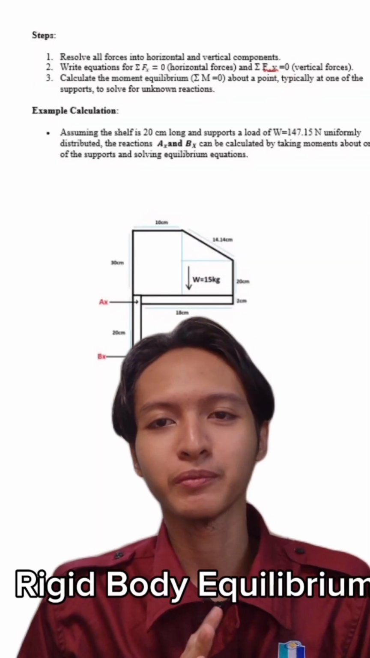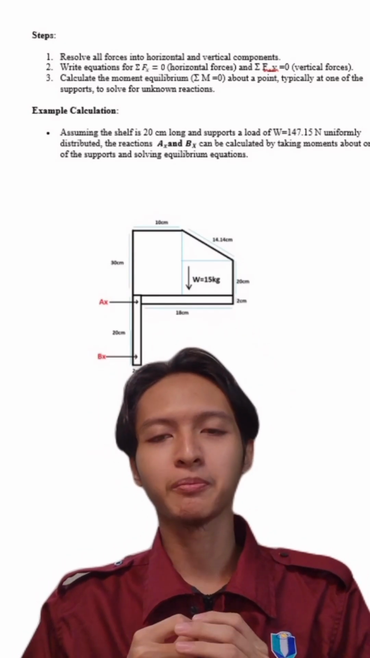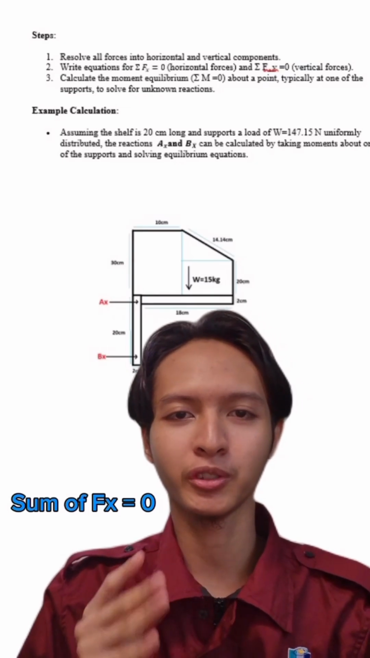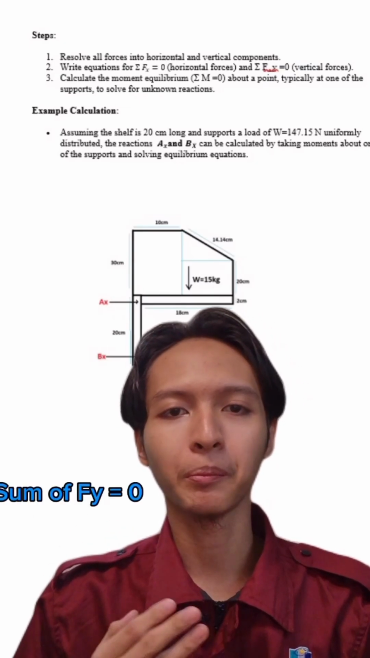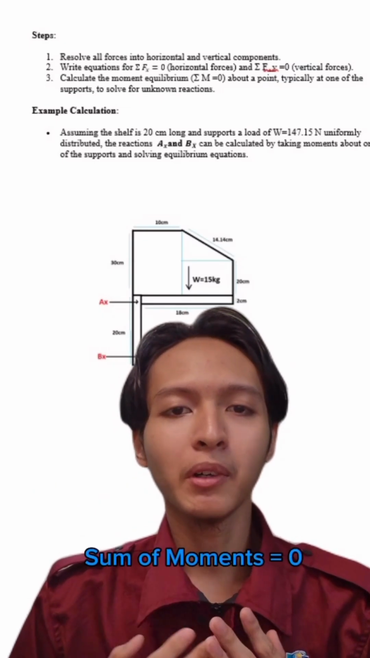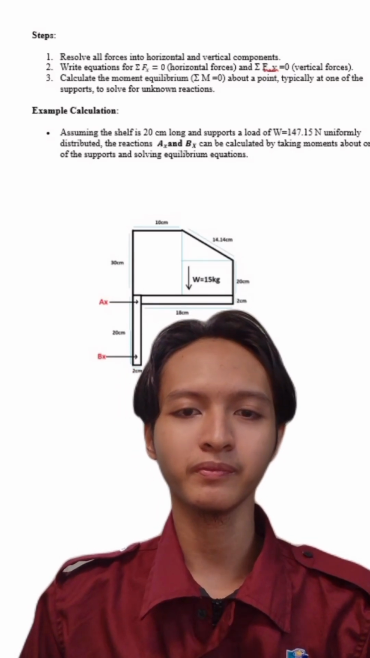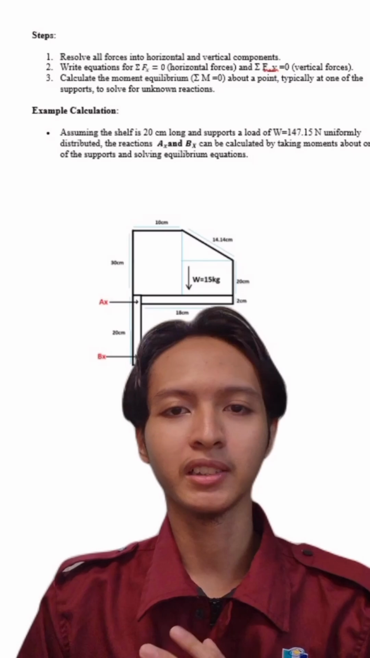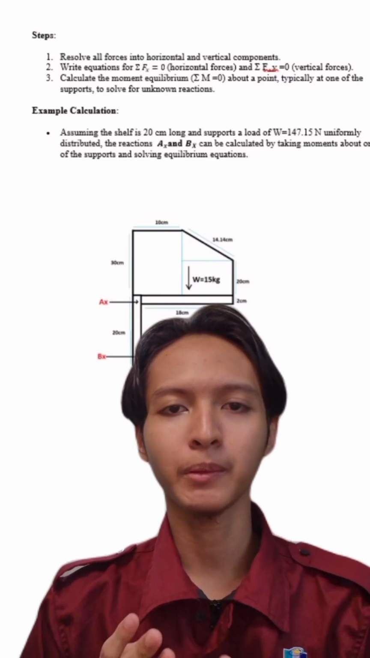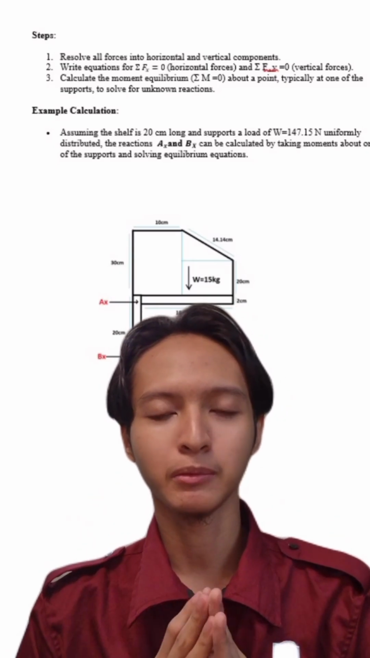Now for rigid body equilibrium. For equilibrium, the following conditions must be satisfied: the sum of the components Fx must equal 0, the sum of the components Fy must also equal 0, and the sum of the moments must also equal 0. And this is the dimension of the shelf from the side, as you can see in the image above.